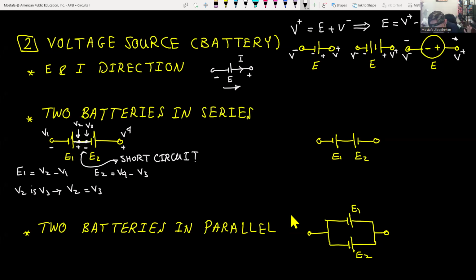So we can remove that. Let's call V2 and V3 both V. So we can write E1 as V minus V1, and we can write E2 as V4 minus V. So from the second equation, V is equal to V4 minus E2.